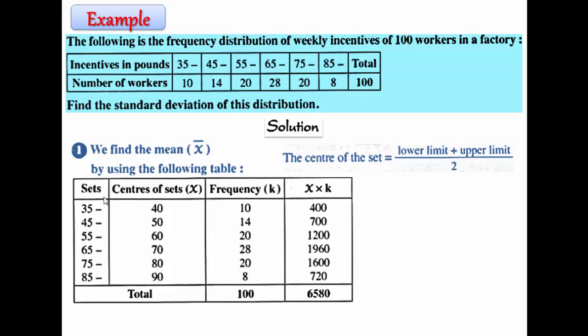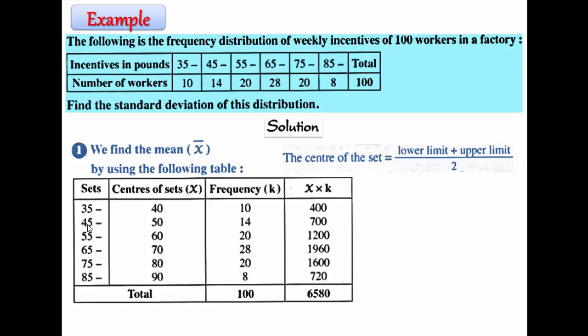As shown in this table, this column represents sets. This column represents the center of the set x, then frequency or k, and here the product of k and x. The first sets are 35, 45, 55, 65, 75, and 85. To get the center of the set x, instead of the dash, I will use this property: I will add the lower limit to the upper limit and divide by 2.